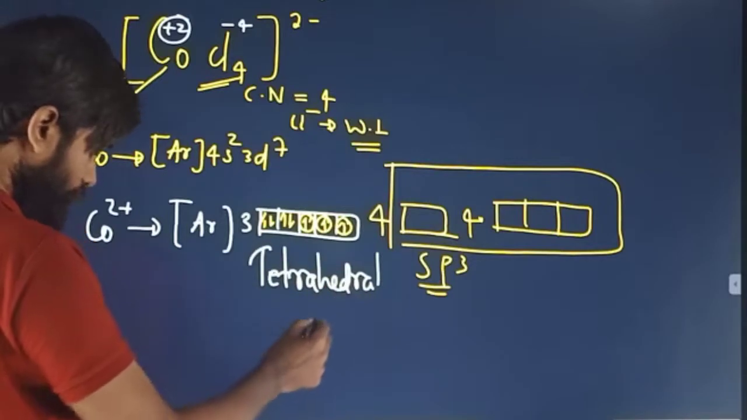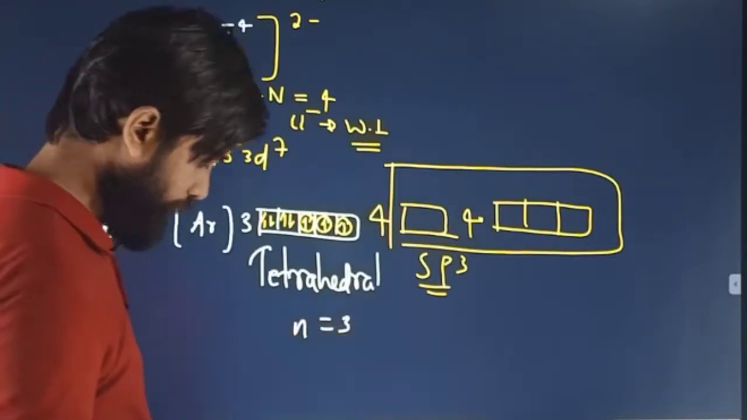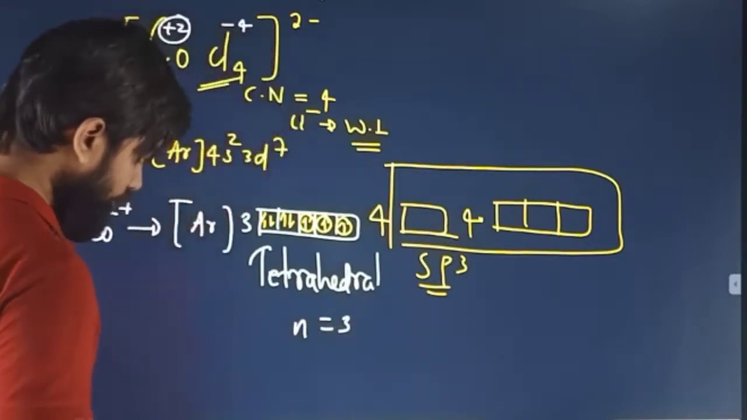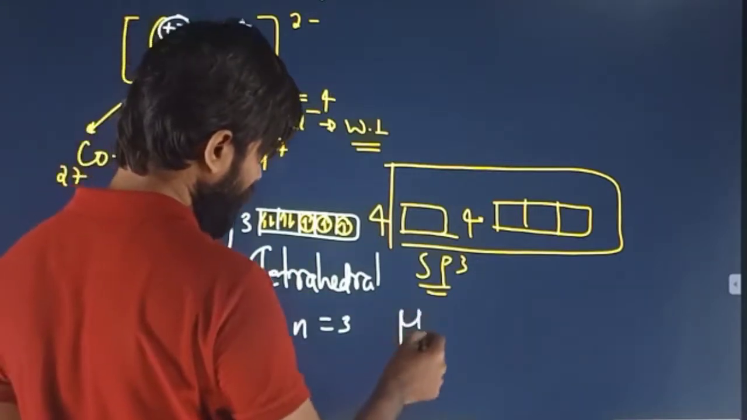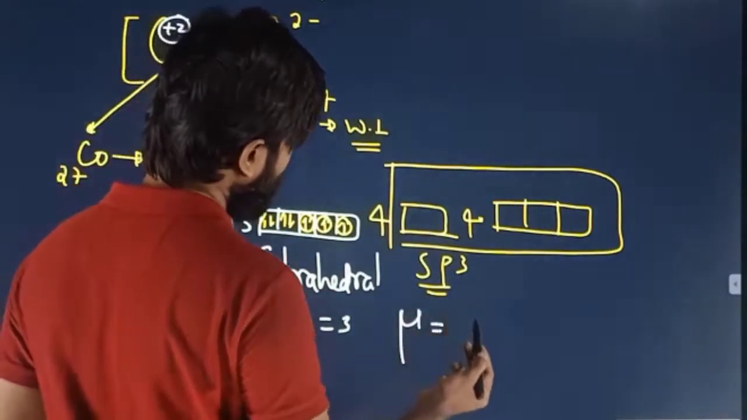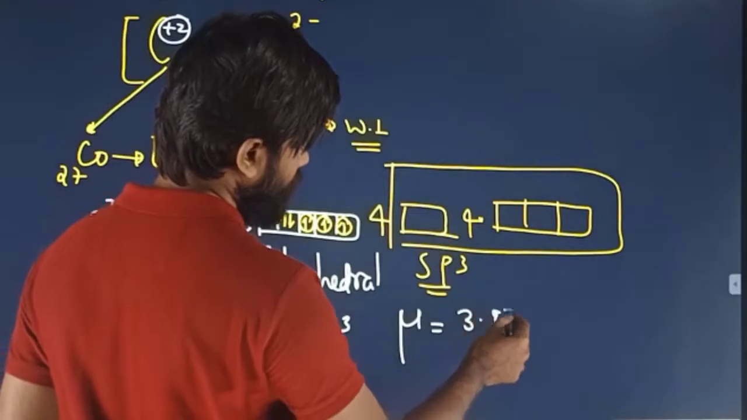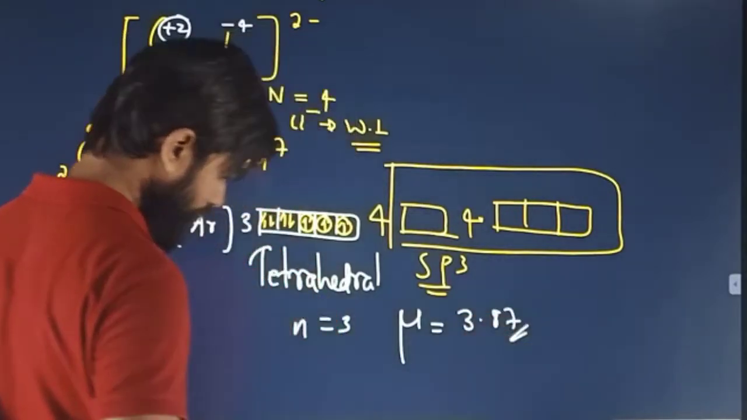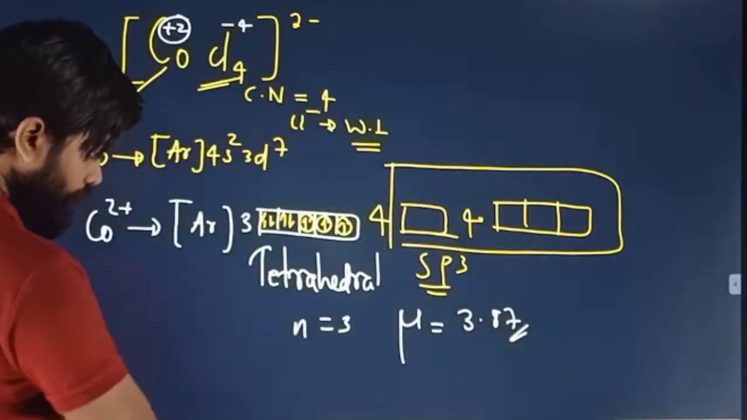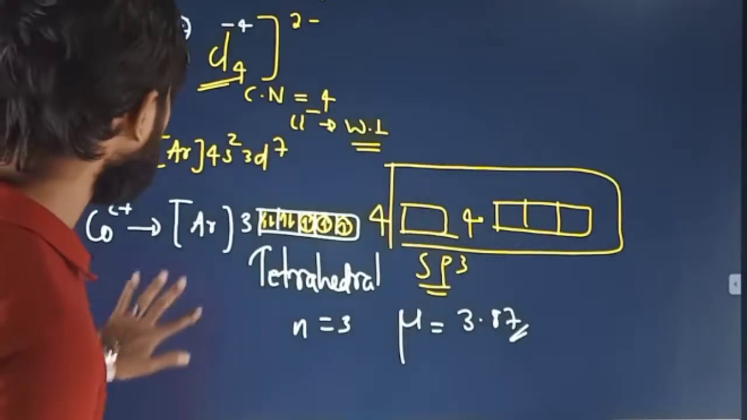The number of unpaired electrons n equals 3, right? If n is 3, then what is the magnetic moment? If n is 3, that is 3.87. Okay, fine. So that's how you can predict the shape, geometry, and magnetic moment.